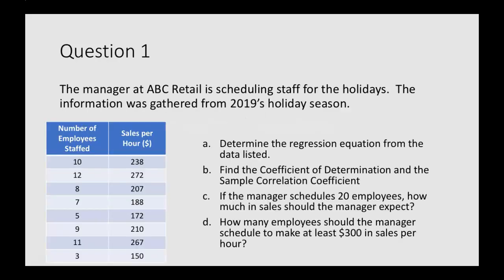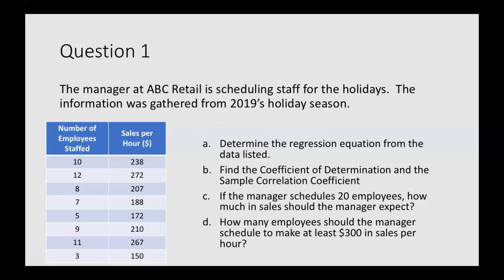So let's review chapters 9, 14, and 19 in preparation for exam 3. So this first question says the manager at ABC Retail is scheduling staff for the holidays. The information was gathered from the 2019 holiday season. So we have some data there in the table. The number of employees that were staffed at a single time and the sales per hour.